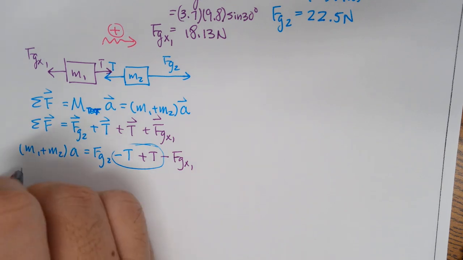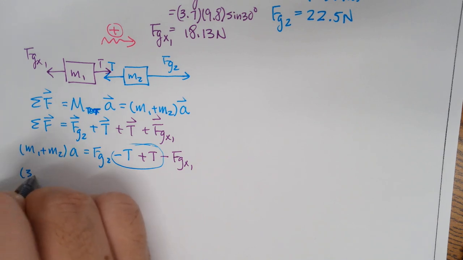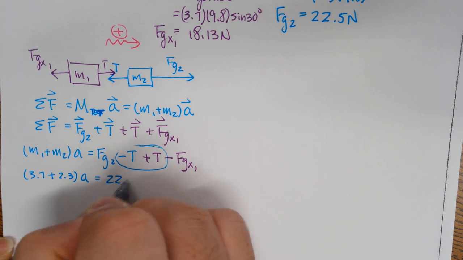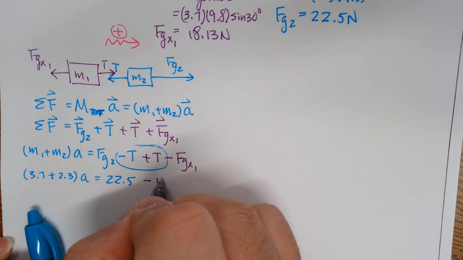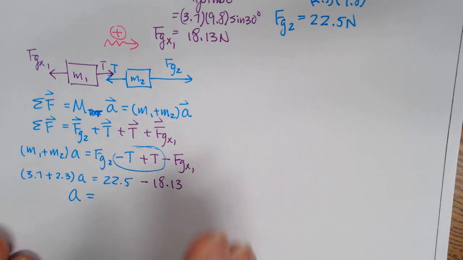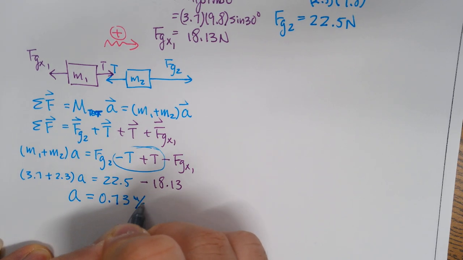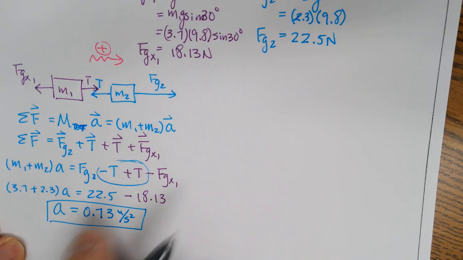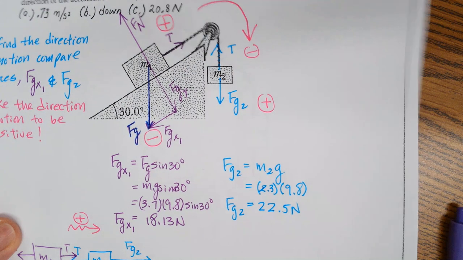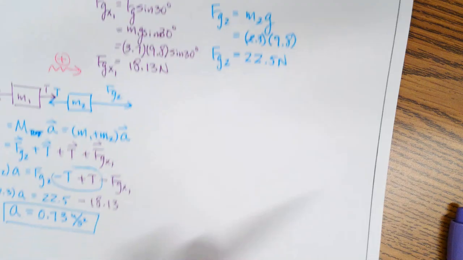So if we plug in the values now, we have M1, which is 3.7, plus 2.3, times A is equal to FG2, which is 22.5, minus 18.13. So my acceleration of the whole system now is equal to 0.73 meters per second squared. So this acceleration is this way at that acceleration, and this way at that acceleration. So this will be accelerating downwards at 0.73. This will be going up the incline at 0.73 meters per second squared.